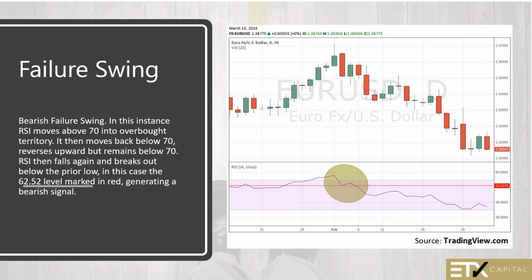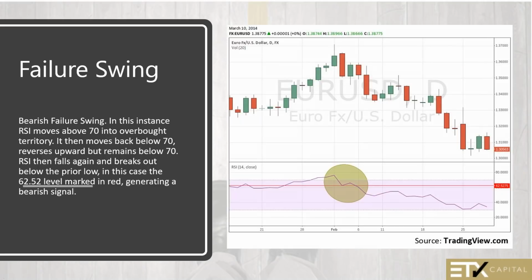A bearish failure swing forms when RSI moves above 70, pulls back below 70, and then rises again, but holds below the 70. In other words, RSI shot up to 84, fell back down to 69 or 68, moved back up to 70, and then fell back below that again. And that's a bearish signal. Bearish in the instance RSI moves above 70 in overbought territory, and then it moves back below 70 and reverses upward but remains below 70. RSI then falls again and breaks below the prior low, in this case, the 62.52 level.